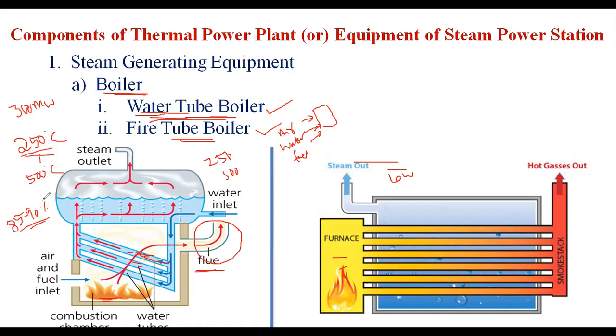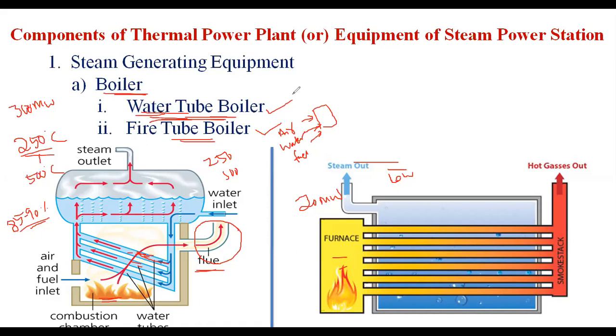The next one is the fire tube boiler. In the fire tube boiler, the water is surrounding the tubes and the fire is burned internally. Due to that, the efficiency is less. It is applicable only for 20 megawatts.